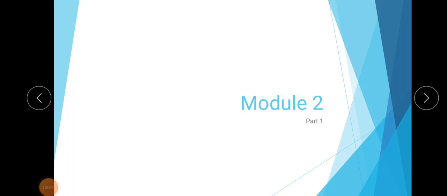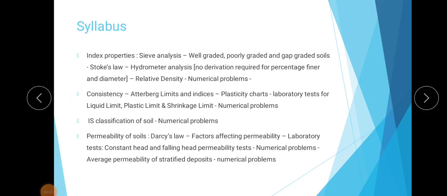Morning students, so let's start the second module, and the syllabus includes index properties and permeability of soil. Index properties mainly deals with sieve analysis, then hydrometer analysis, relative density, consistency, and the experiments to find these consistency parameters. Then classification of soil. Then the second part includes permeability of soil. Okay, so first we can start with index properties.